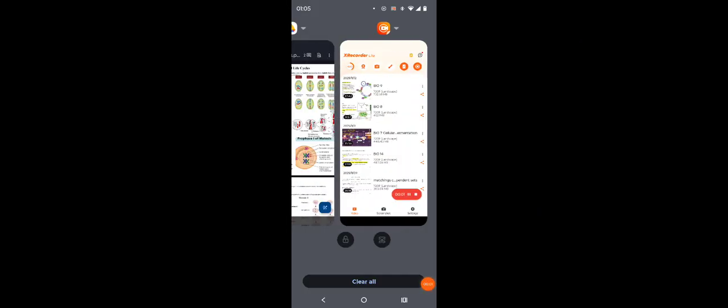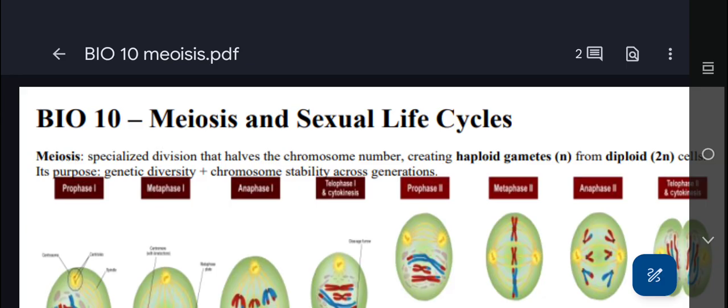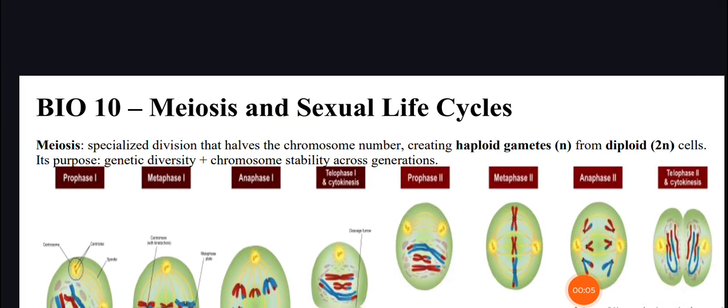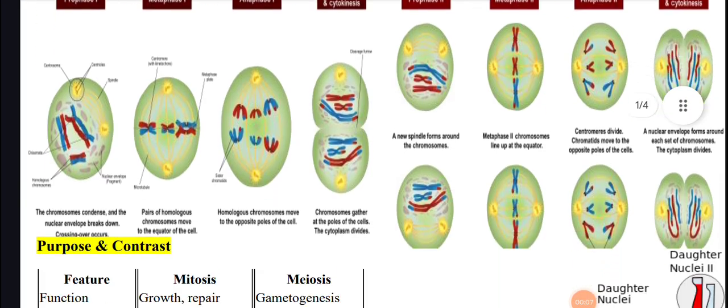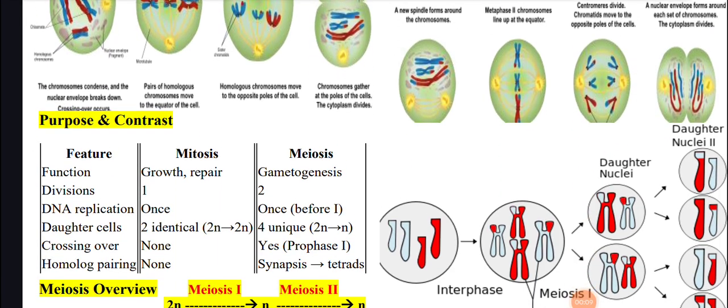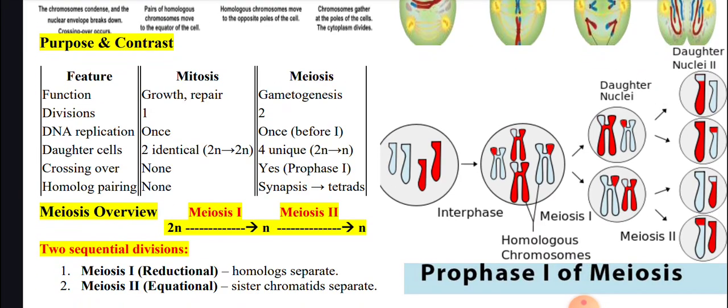Mitosis is entirely about growth and repair. It's basically cellular cloning. You end up with two genetically identical daughter cells, keeping that full duplicate count, 2n. It just goes to 2n. It's like a copy machine.